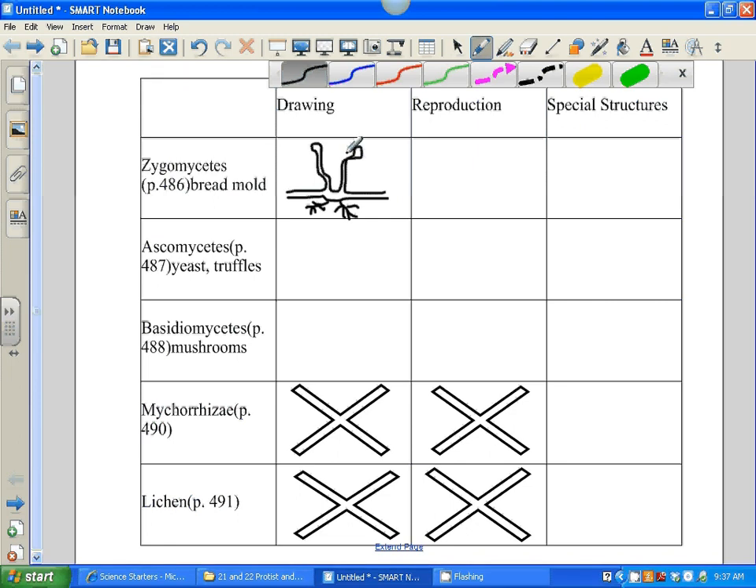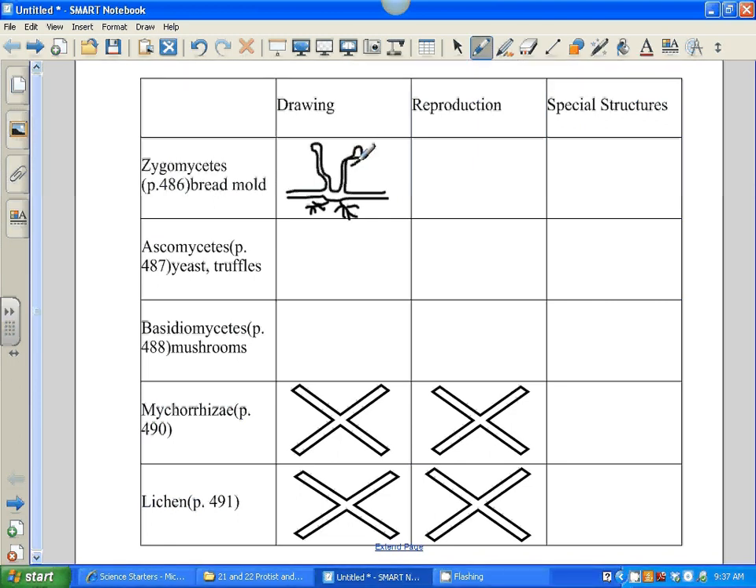Here is the drawing. This top part is what we're calling sporangium. Let's see if I can spell that. Sporangium. These bottom parts are the root-like structures that go into whatever it's trying to get its nutrients from, and they're called rhizoids.